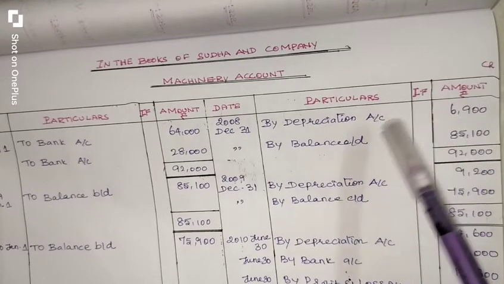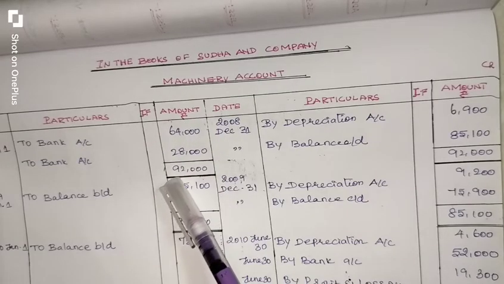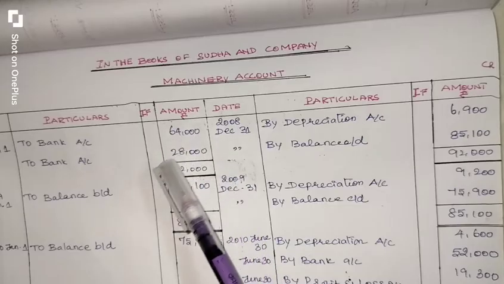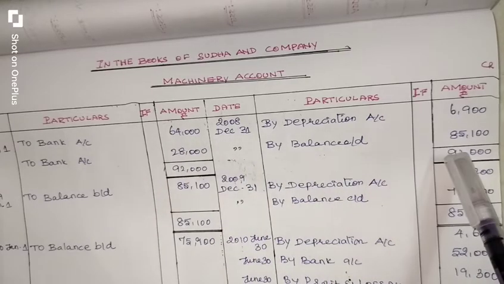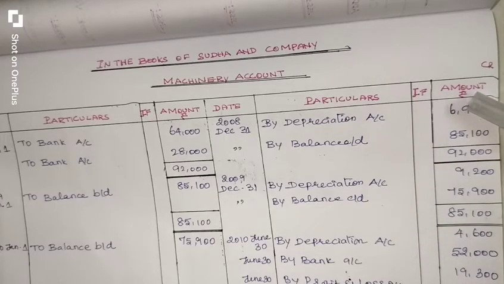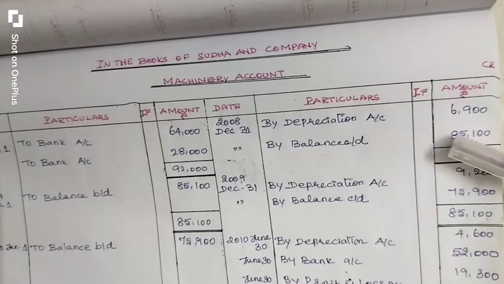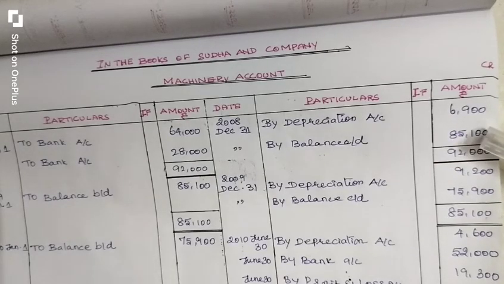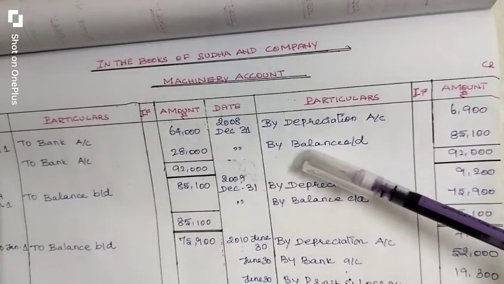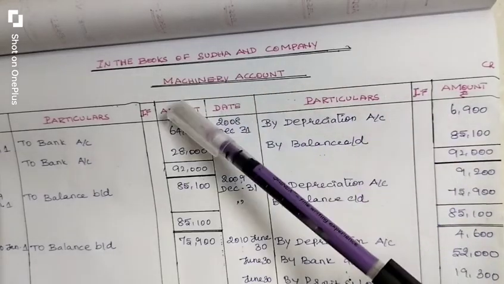Then we have to find which side has the higher value. Of course the debit side has the higher value, that is 92,000. So we total 92,000 on both the debit and credit sides. The credit side has the lesser value, so we subtract 6,900 from the total 92,000. We will get 85,100. So this is the closing balance of the machinery account.